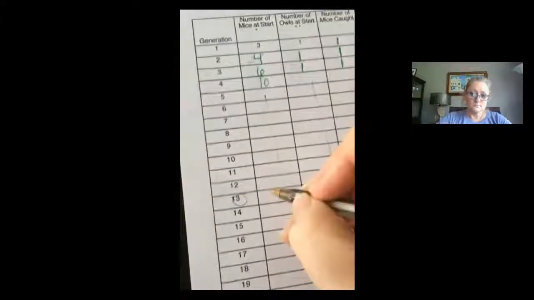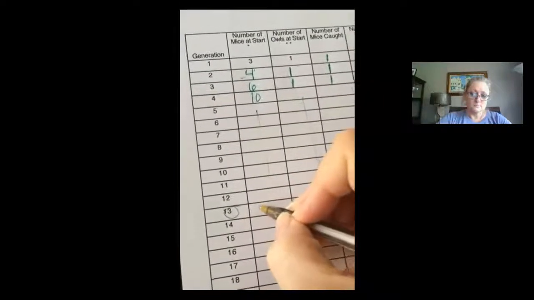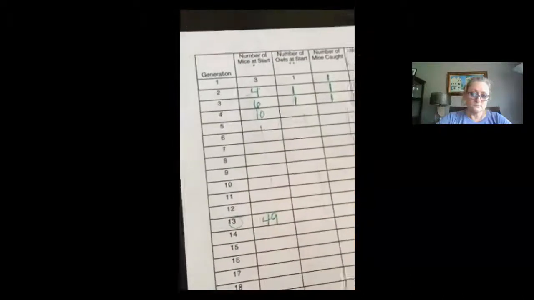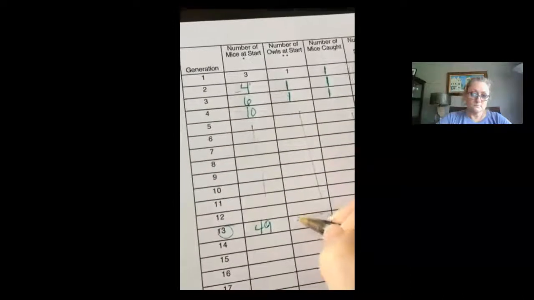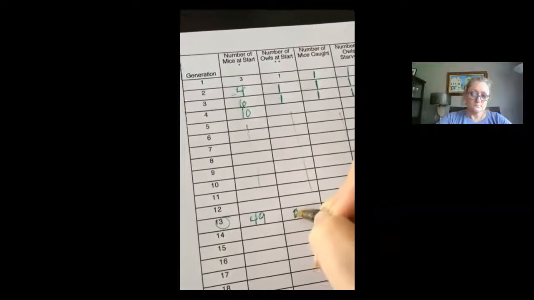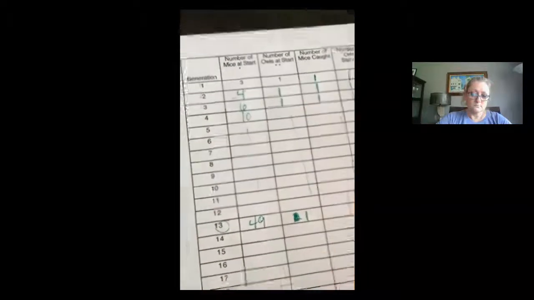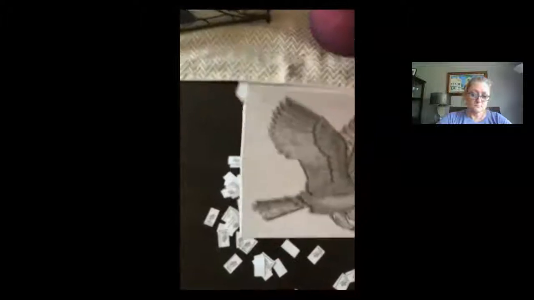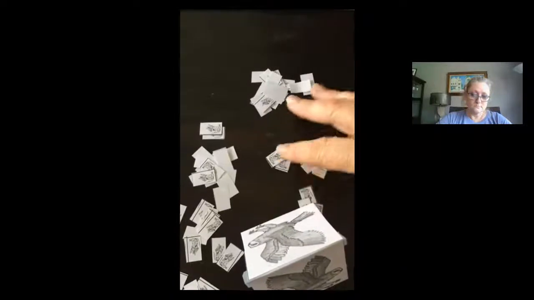So you just keep on going, and eventually, let's say we're going to skip to round 13. We're just going to pretend, right? We've done that, we've done our rounds. Let's pretend that in round 13, I've got 49 mice. Let's just say I have 1 owl. Okay? So number of mice caught. Now, if I put 49 of these buggers, I'm sure that little Mr. Owl is going to at least catch enough to survive. So let's try.